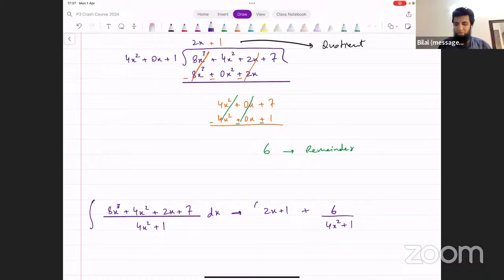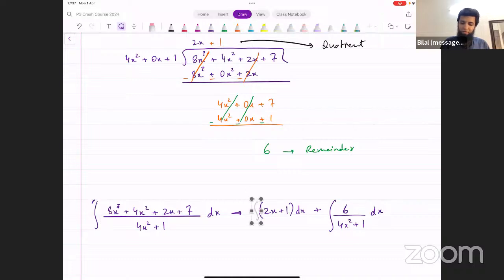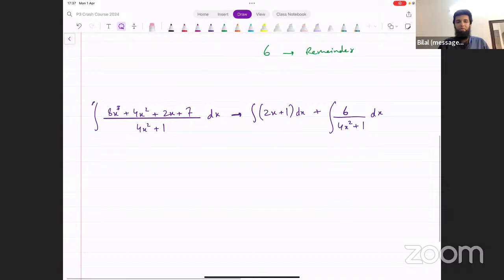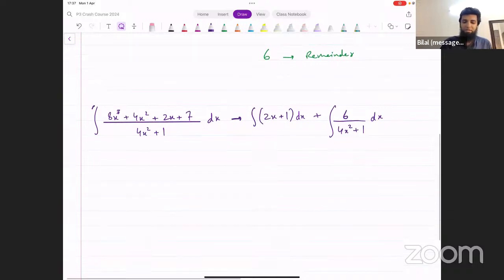We could integrate 2x plus 1 separately, right? It's a simple integral. We could integrate this separately and integrate 6 over 4x squared plus 1 separately. Okay. So this is what we can do with improper fractions. It's dividend over divisor, that becomes quotient plus remainder over divisor. That is what we are doing here. And now we integrate each of these parts separately.